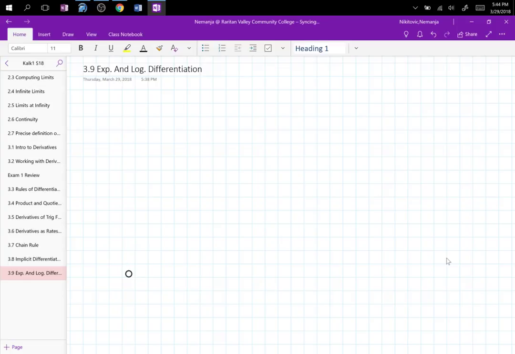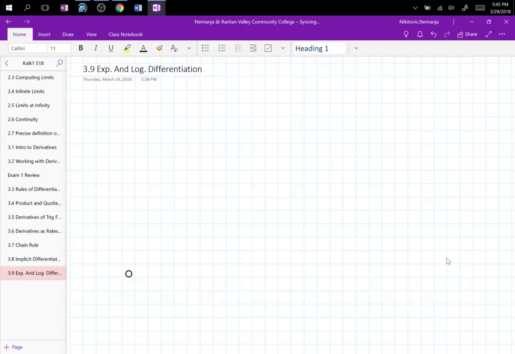Hello and welcome back to Calculus 1 section 3.9, Exponential and Logarithmic Differentiation. Well, logarithmic differentiation is a part of this. Derivatives of exponential and logarithmic functions, and logarithmic differentiation.